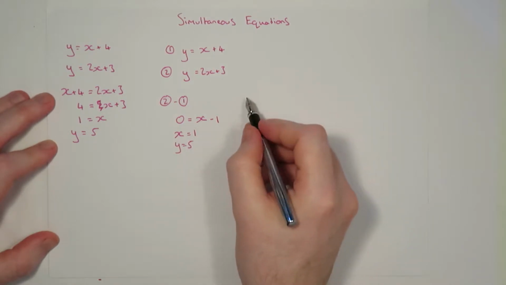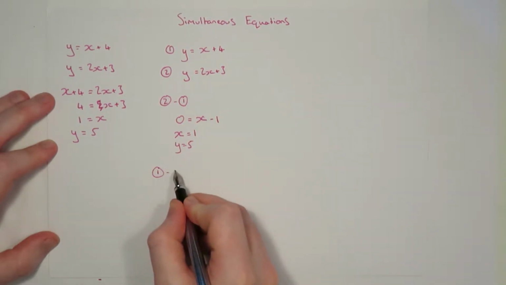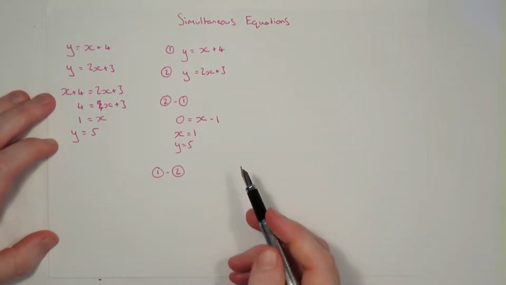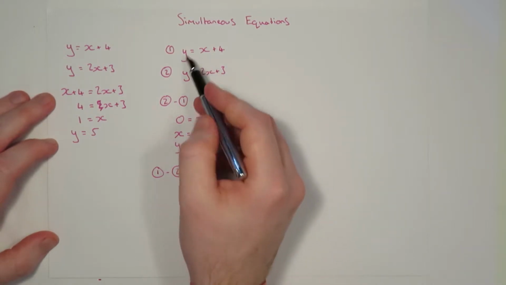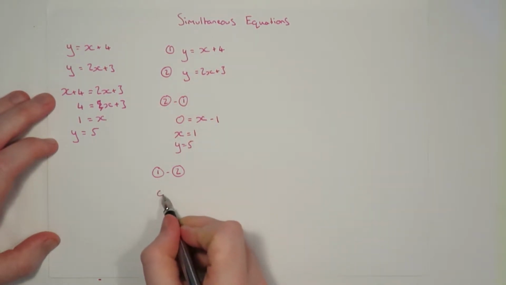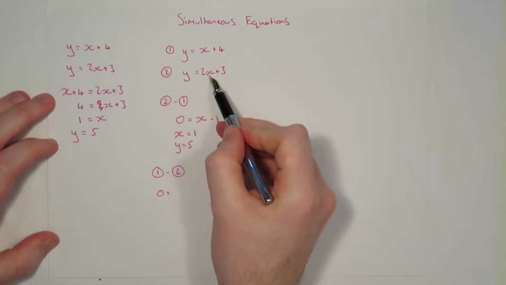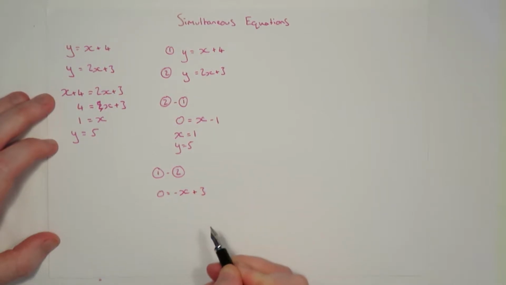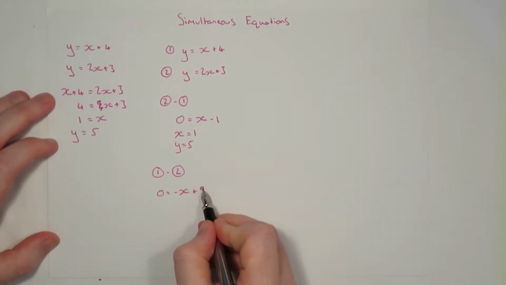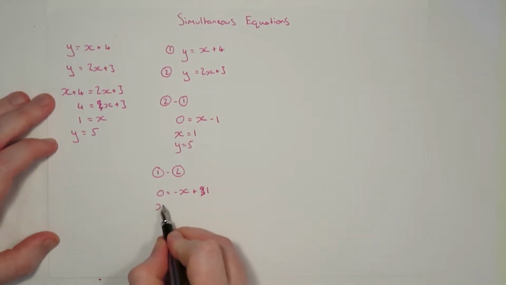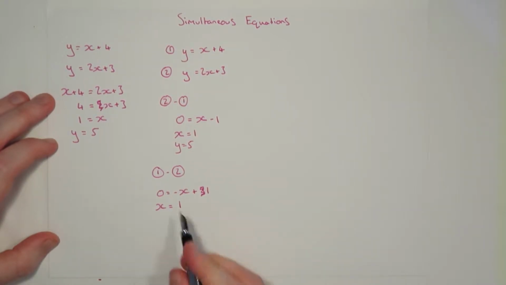Now you can do equation 1 subtract equation 2, but it's not quite as nice to work with, I don't think. This is what happens if you do it the other way. Equation 1 subtract 2, so the left hand side will be y subtract y, which will be 0. The right hand side will be x subtract 2x, which is minus x. 4 subtract 3 is plus 1. Then you add x to both sides. You get x equals 1. Substitute that value in, you get y equals 5.